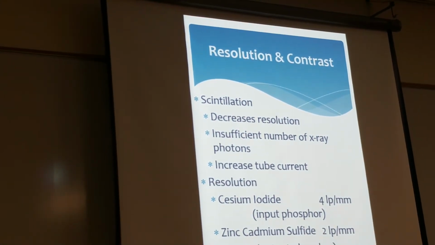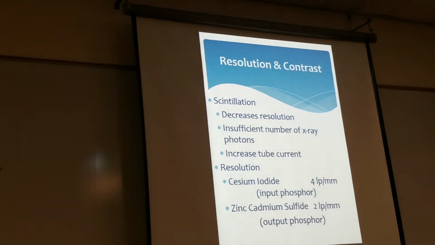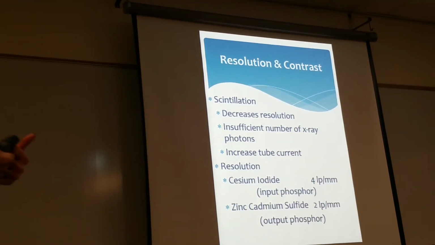Resolution. Typically, the input phosphor is cesium iodide. You've seen that before. You've heard that before. The output phosphor tends to be zinc cadmium sulfide. It doesn't have to be that. It can be cesium iodide also. It's just what it tends to be. So cesium iodide for the input, zinc cadmium sulfide for the output phosphor.